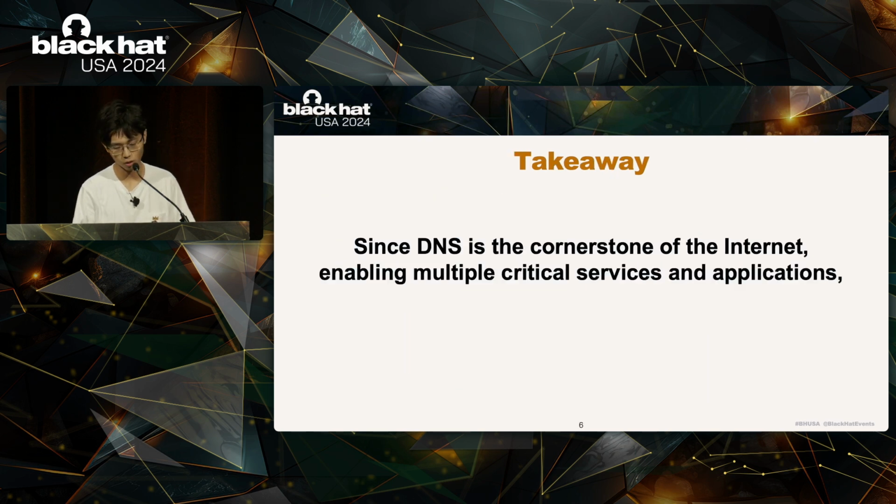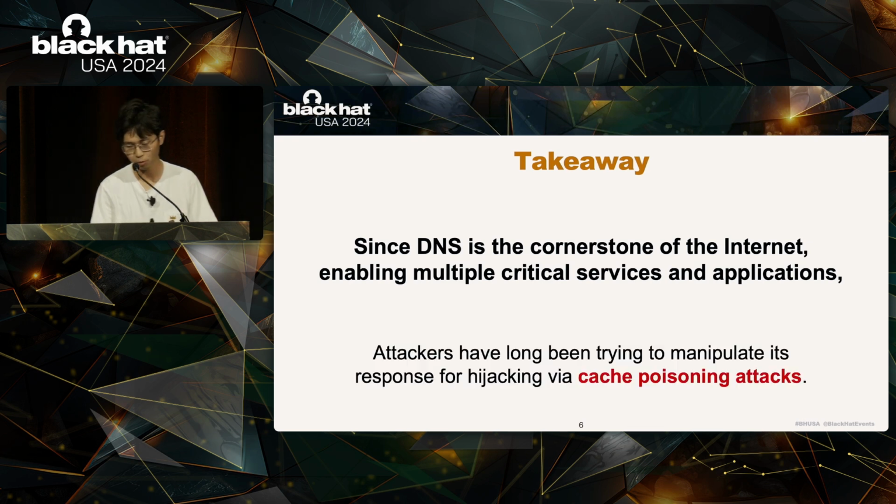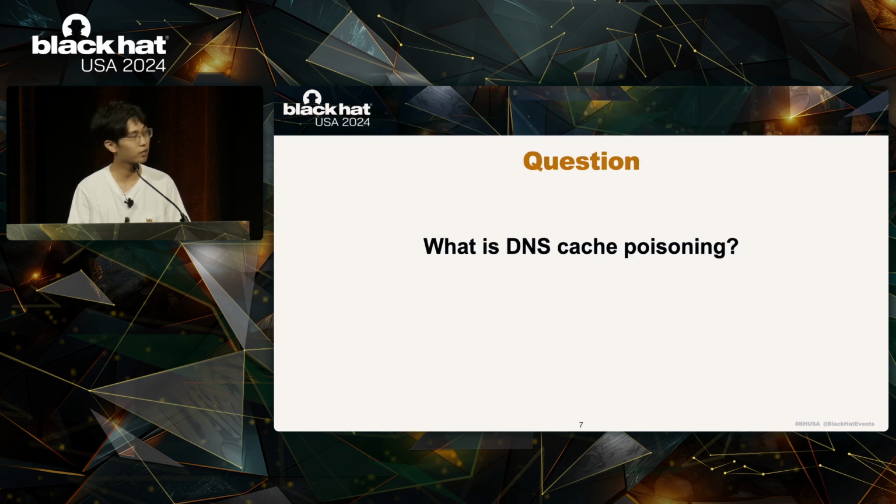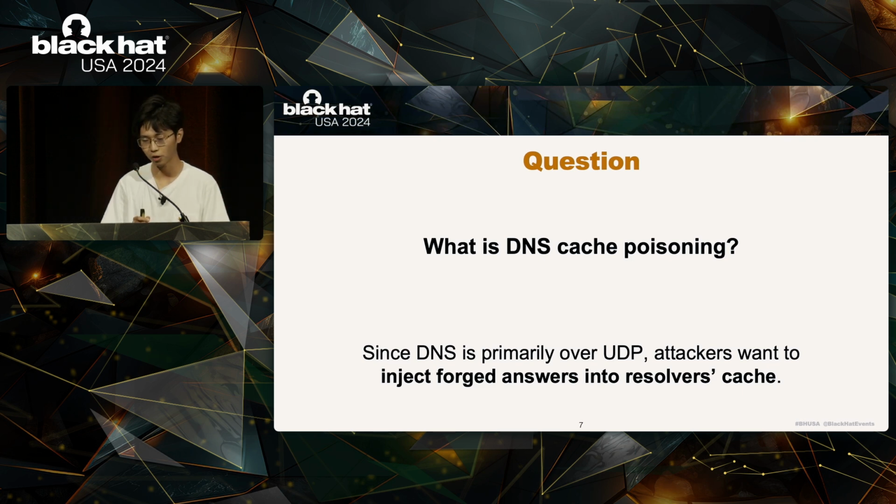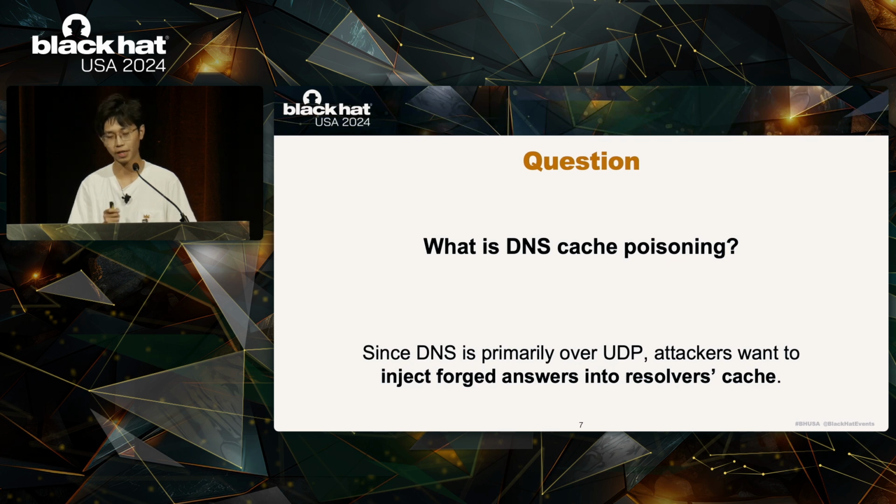Since the DNS is the cornerstone of the internet, enabling multiple critical services and applications, attackers have long tried to manipulate its response for hijacking via cache poisoning attacks. So what is DNS cache poisoning? Because DNS is primarily over UDP, the attacker wants to inject a forged answer into the resolver's cache, so that when the victim queries the poisoned domain name, it will point to the result controlled by the attacker.